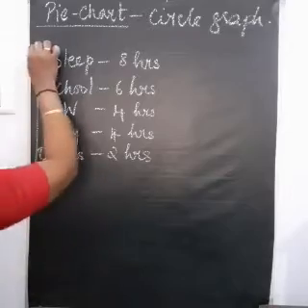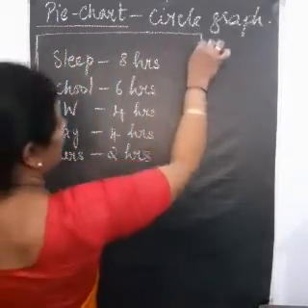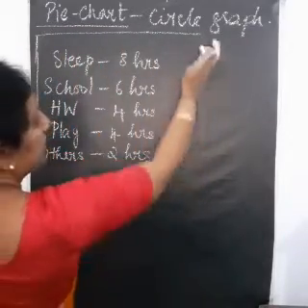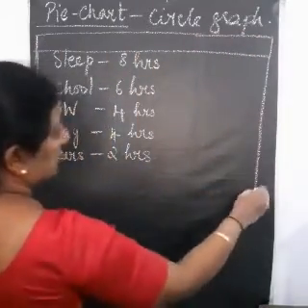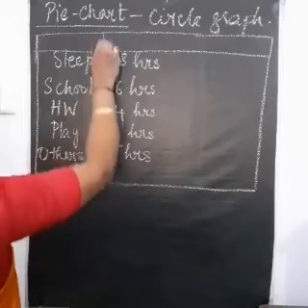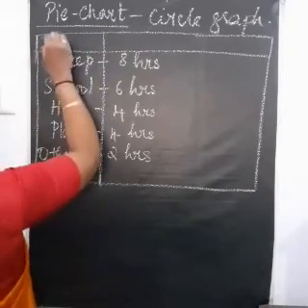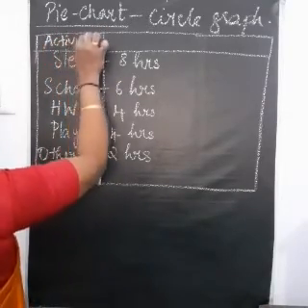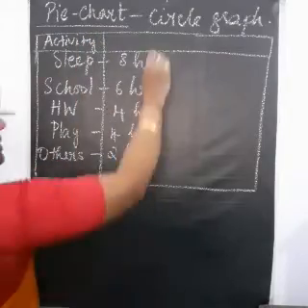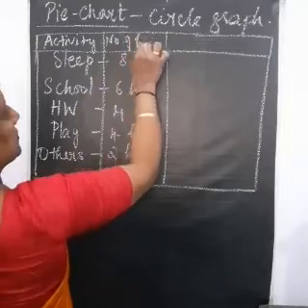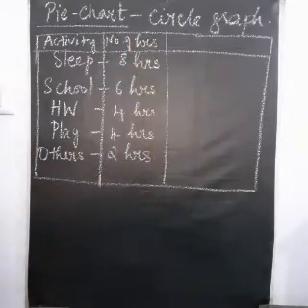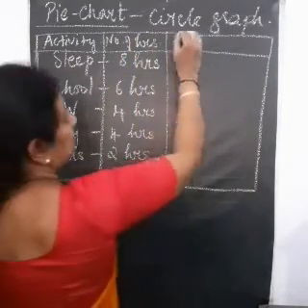So what you will do is you'll draw it as a table first. In the table you will write, this is the first thing, the activity. After the activity, number of hours. Then we have to find the central angle.